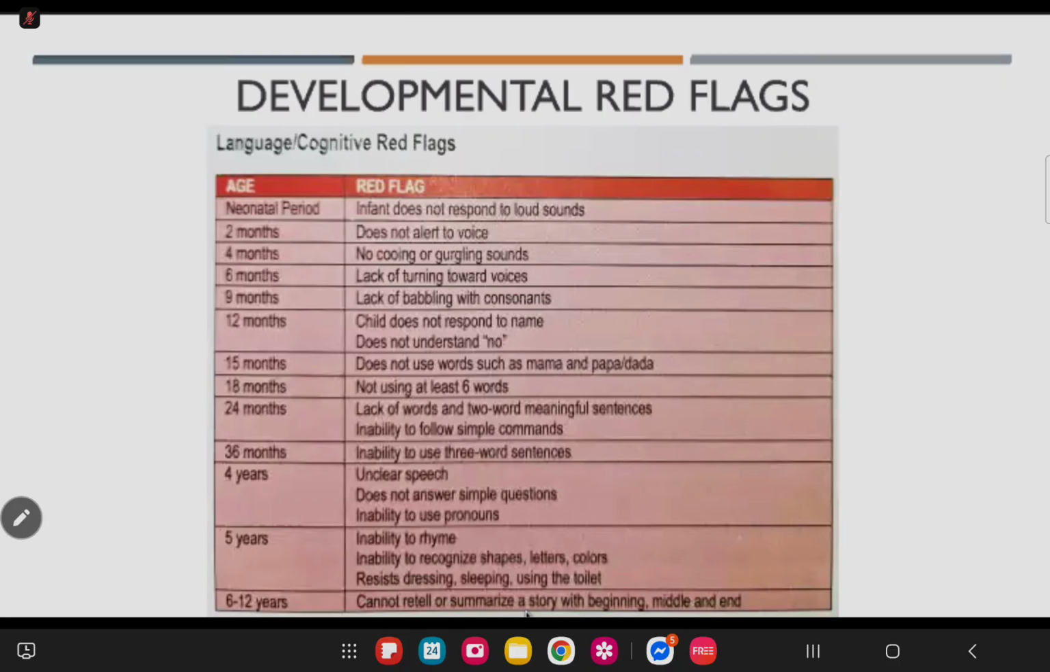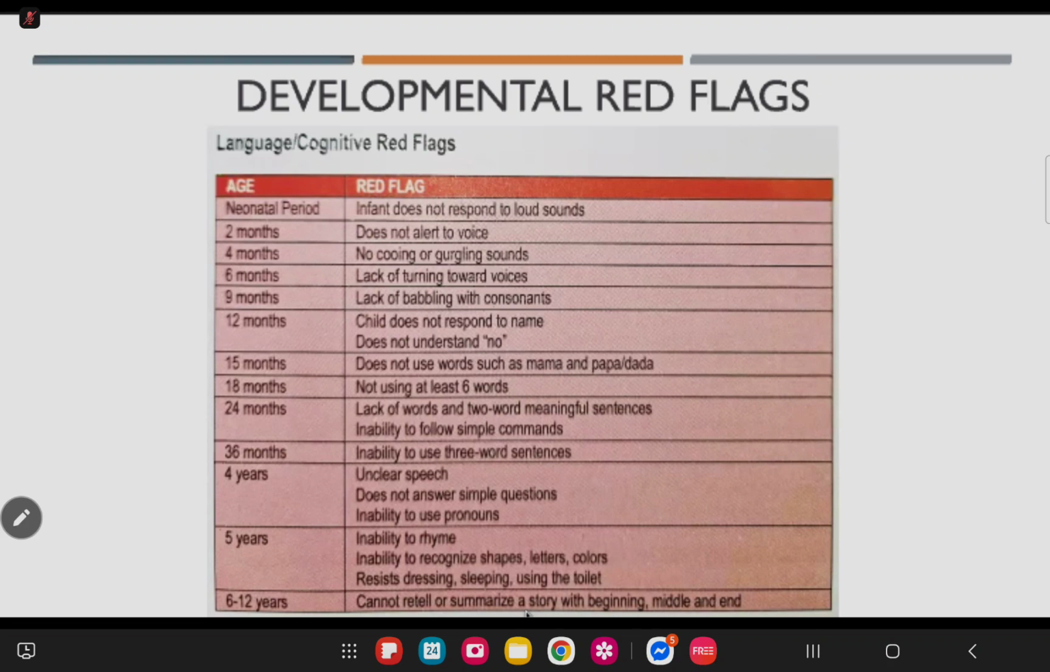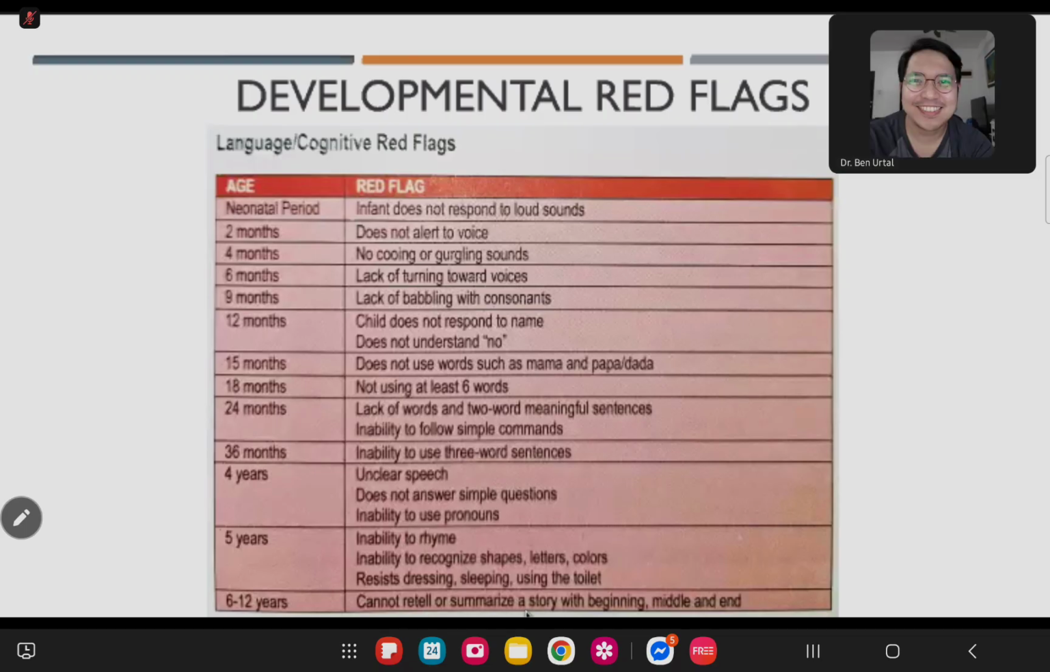So this is actually a red flag for autism spectrum. They don't have social skills and they lack verbal cues. At 4 years, unclear speech or does not answer simple questions and does not use pronouns like me, you. At 5 years, inability to rhyme and inability to recognize shapes, letters, and colors. At 6 to 12 years, cannot retell or summarize a story with beginning, middle, and end. So that's actually a red flag.